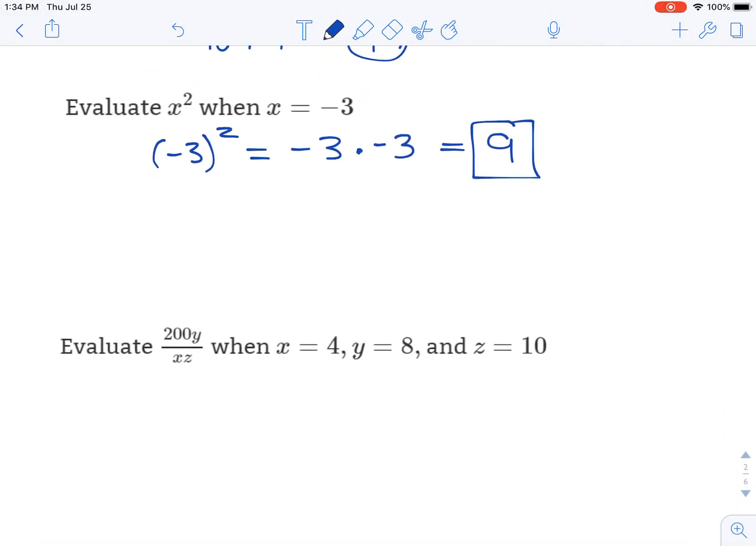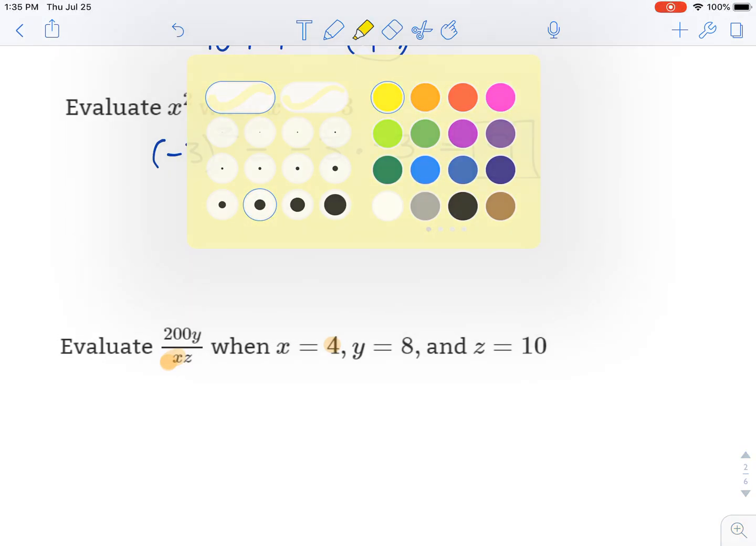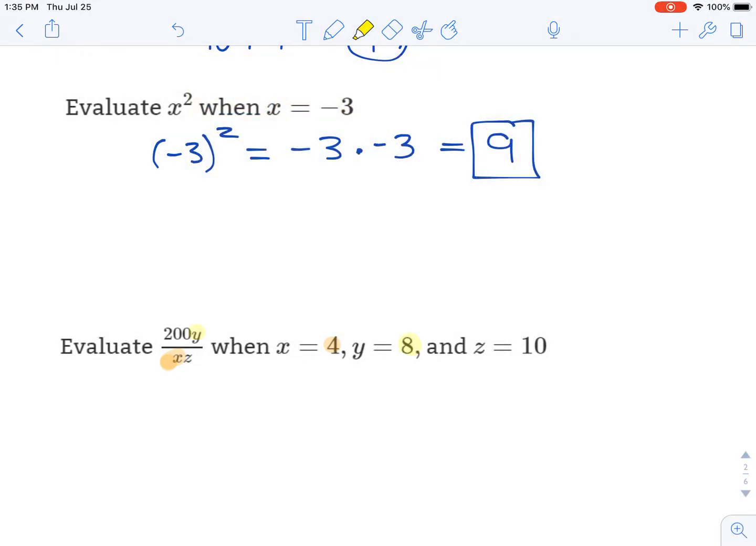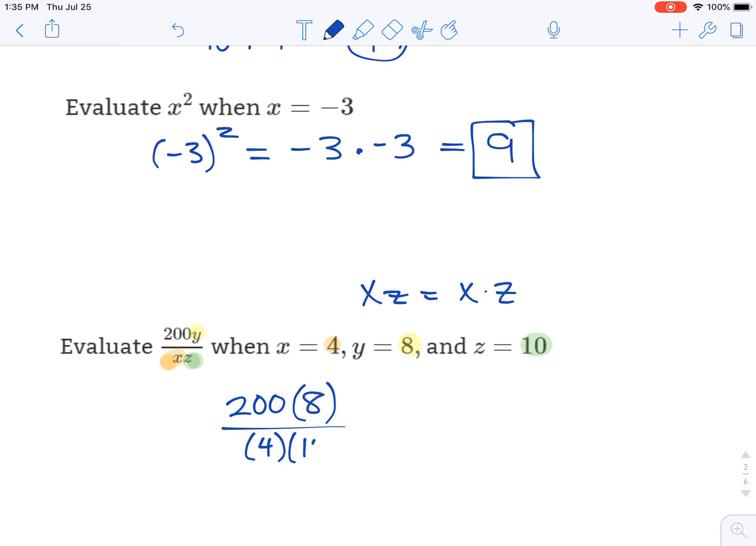For the next one here, we're going to again plug in some values for x, y, and z. So x is 4, so that'll go in down here in the bottom. Y is 8, and z is 10. Now at the bottom there, we've got x and z side by side. We have to remember that xz is really x times z. So when we plug in these numbers, we're going to always use parentheses around them so we know that we're multiplying them. So it'll be 200 times our y divided by xz, which is 4 and 10, again with parentheses to show that we're multiplying.